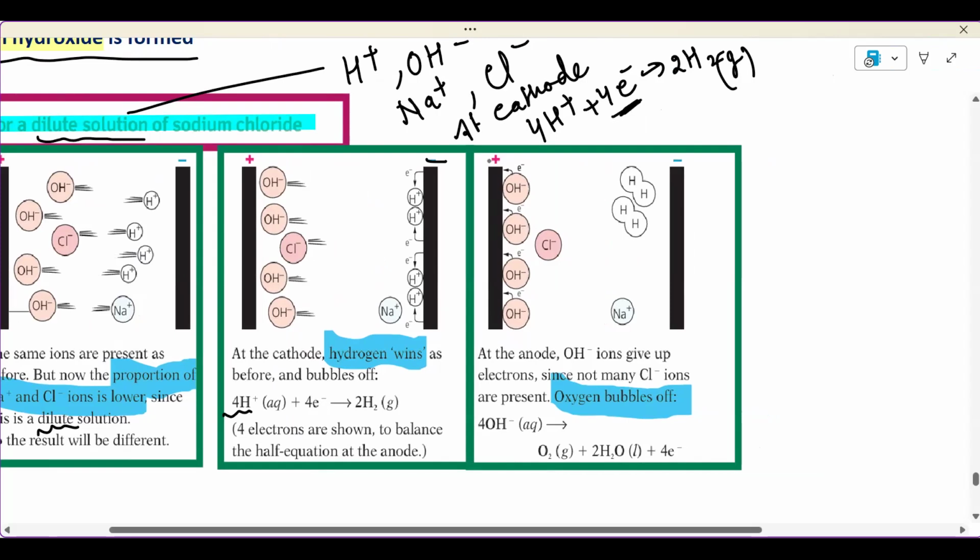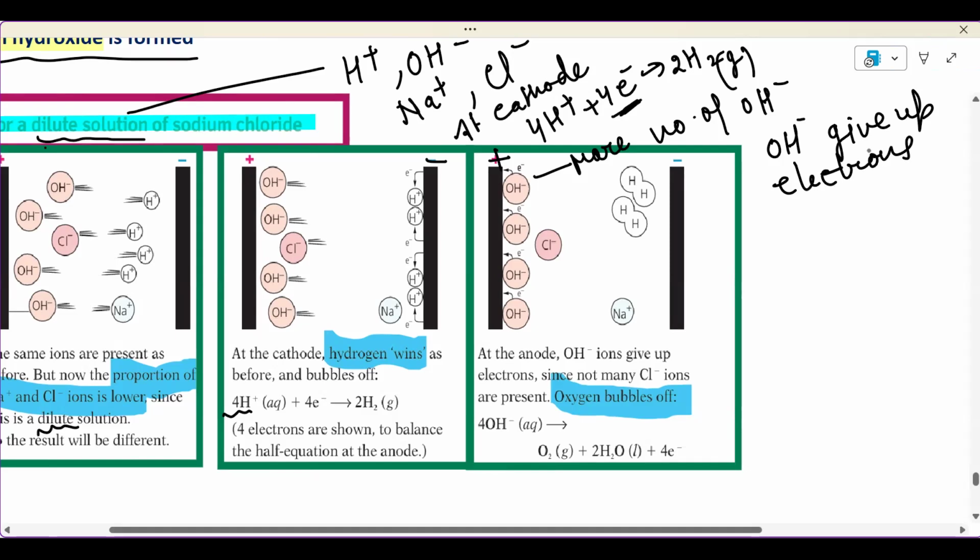At the anode, hydroxide ions give up electrons, because the solution is dilute and we have a greater number of hydroxide ions. Hydroxide ions give up electrons because the number of hydroxide ions is more than the chloride ions, as it is a dilute solution, right?